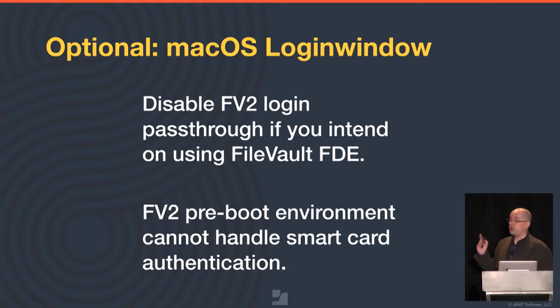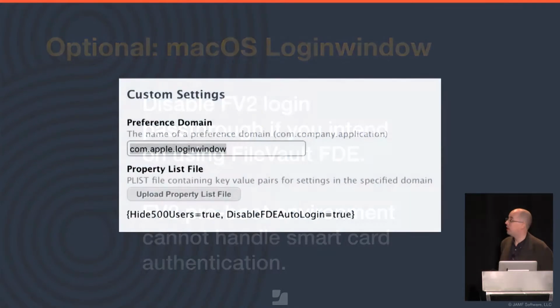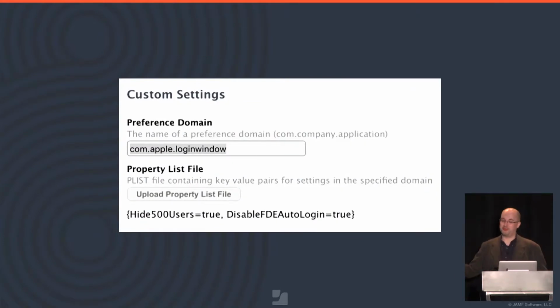So to stop it doing an automatic pass-through, sure enough, it's another configuration profile. Now, I've got the hide 500 users in there because it's something I like having, because I do hide accounts on the system, like the JSS management account. But there's a not documented key called DisableFDEAutoLogin, and you set that to true. So what actually happens is you turn on the machine, you get the FileVault screen, you put in the password for whatever account has come up, it will go through the boot process, and then it will dump you at a standard login window. And that's then your opportunity to then use the smart card to authenticate in.